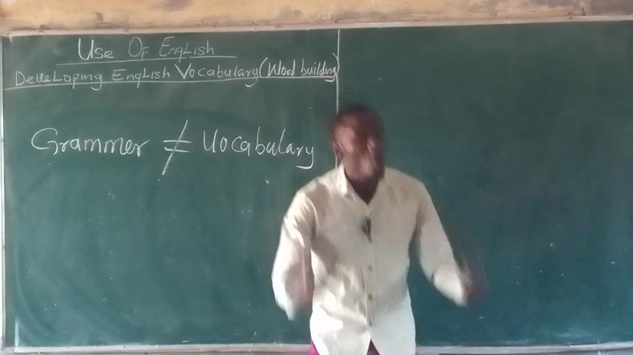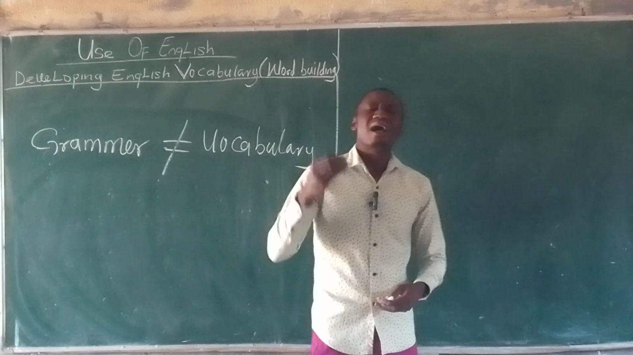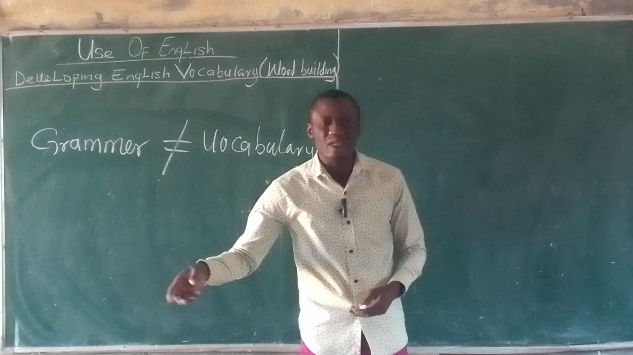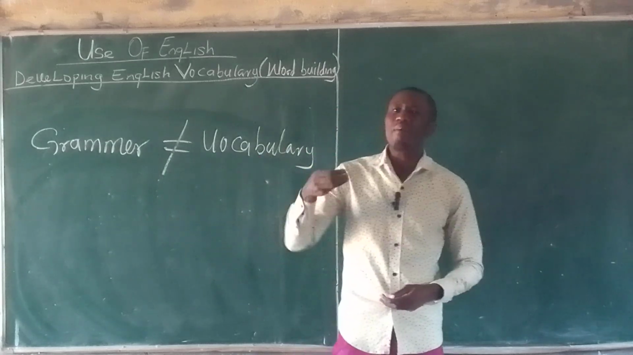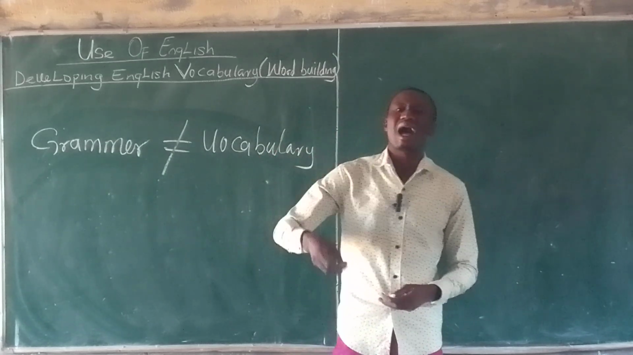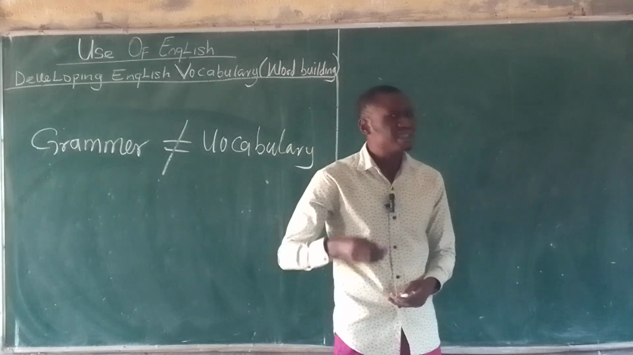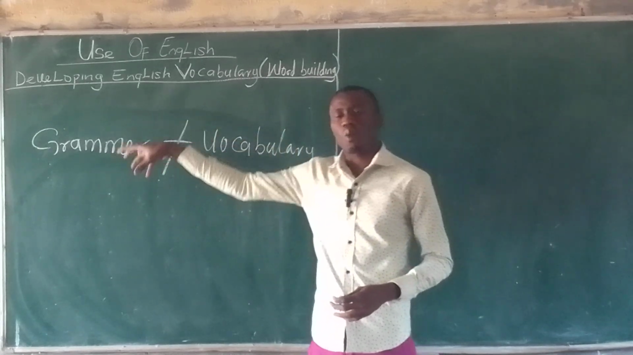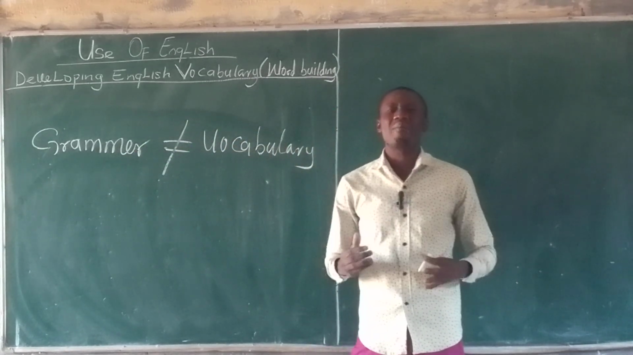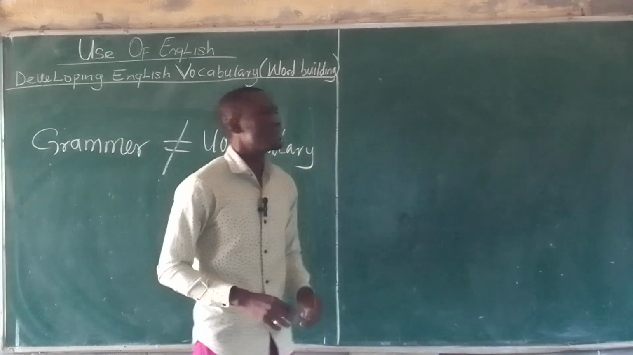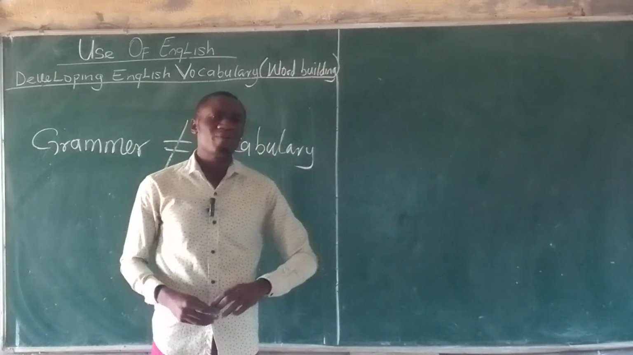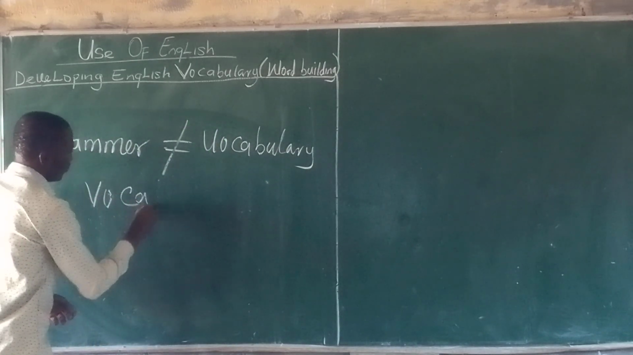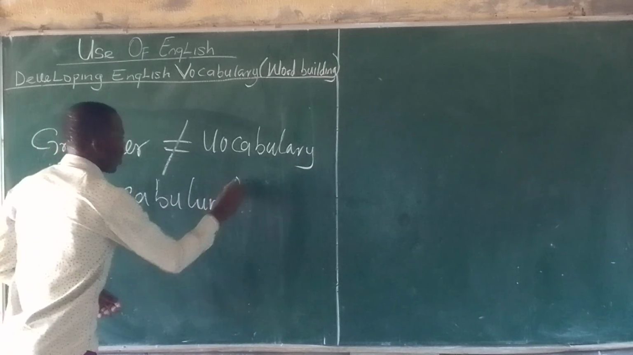So, what is vocabulary? Alright, vocabulary are simply words that are used in a particular language. I take it again. Vocabulary are simply words that are used in a particular language. So you can see that vocabulary can be used while we're making a correct grammar structure. Alright, having said that, the word vocabulary comes from the Latin word vocabulum.